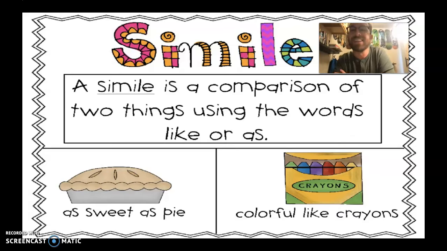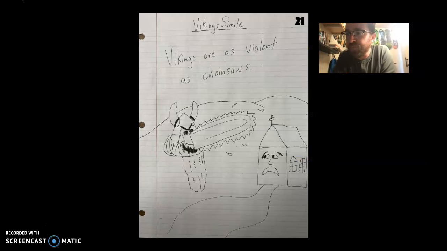Now, the one rule here is you can't copy mine exactly. However, here is my sample for you. On page number 21 of your World History Notebook, you are going to title this Vikings Simile, and you are going to write one single simile. Vikings are, and then you compare them to something. So for mine, Vikings are as violent as chainsaws. Then, after you have written your simile, I want you to illustrate that simile. I want you to draw a little Viking as a chainsaw attacking the churches of Europe.